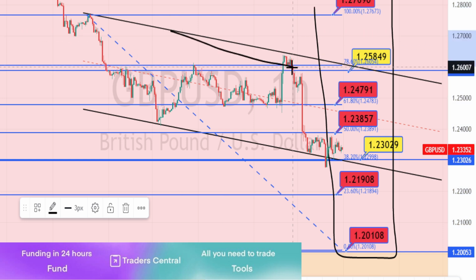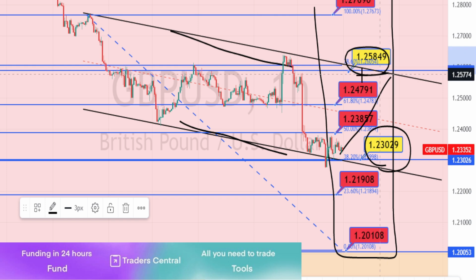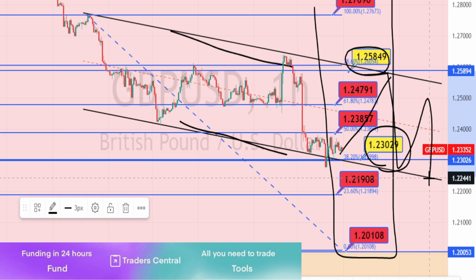Currently the price action is trading within a bearish channel pattern. We can expect it to take support at the higher time frame support level of 1.23 and to bounce back on the bullish side. As long as the price action doesn't break this resistance level of 1.25, we can expect it to trade within this bearish channel pattern and to continue its bearish trend.